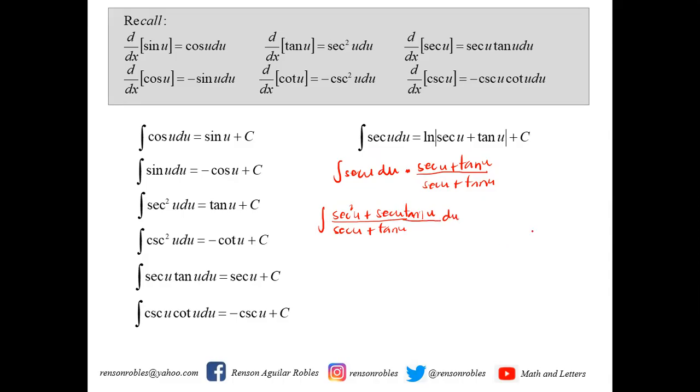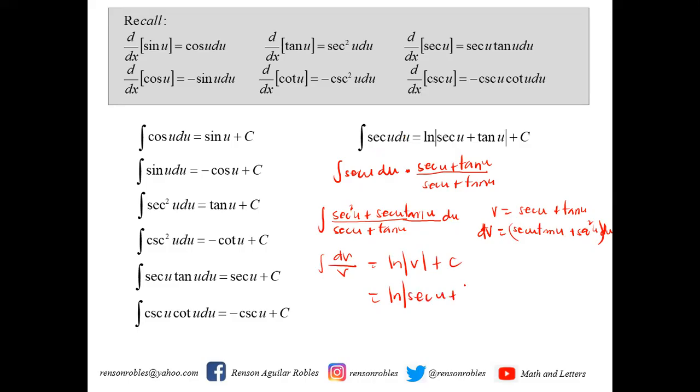And then from here, by change of variable, we can let v equal secant u plus tangent u. Then differentiating, we can see that dv equals secant u tangent u plus secant squared u, and then you just simply affix du. We can now observe that this numerator is in fact our dv and the denominator is our v. That will lead us to ln of v plus c, and therefore we can verify that the integral of secant u du is ln of v, which is secant u plus tangent u plus c.